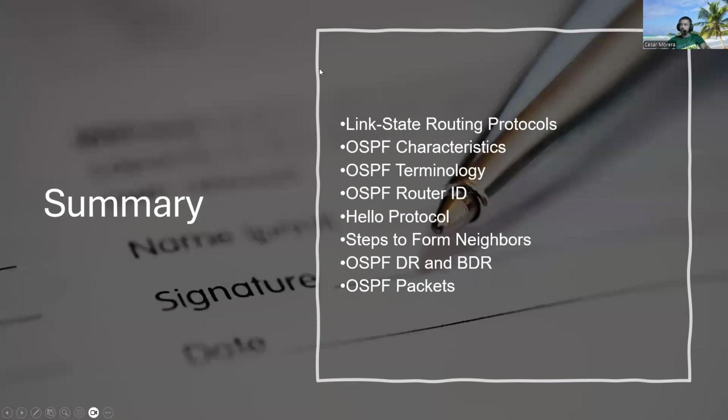And we have a summary of some of the topics that we have covered today. These are link state routing protocols, OSPF characteristics, OSPF terminology, router ID, hello protocols, steps to form neighbors, OSPF DR and BDR, and OSPF packets. Those are basically some of the topics and fundamentals that we have covered in this lesson.